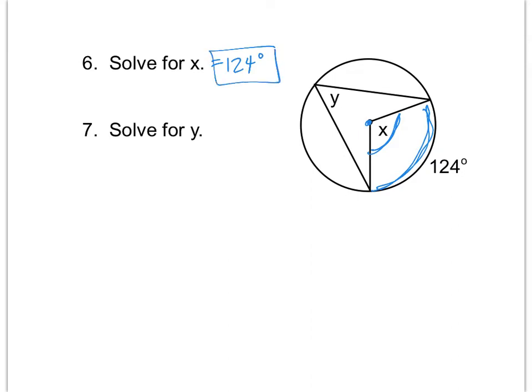To solve for y, now y is not a central angle. Y's vertex is on the circle, and this angle down here is called an inscribed angle. It does open up to the same arc, but to find y, you're going to take 124 and divide by 2. And I think that is 62 degrees for the measure of angle y.